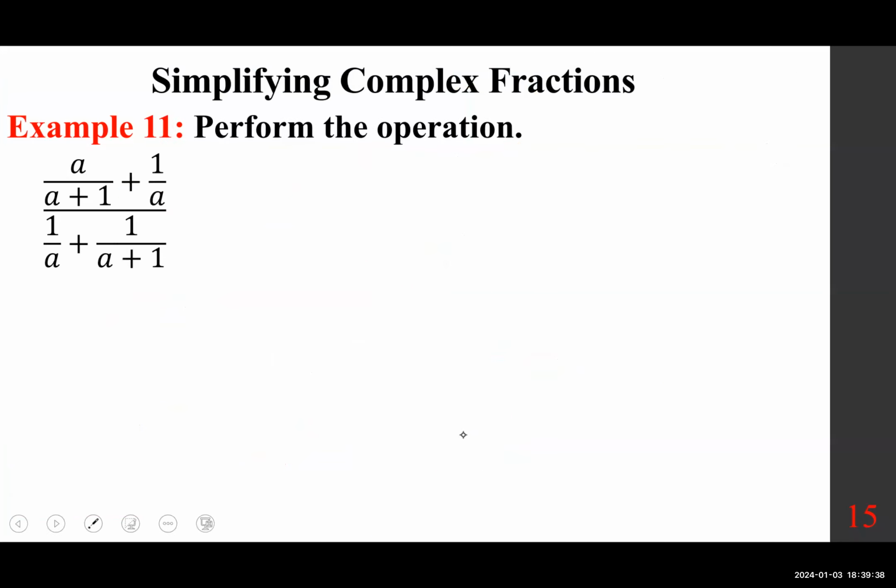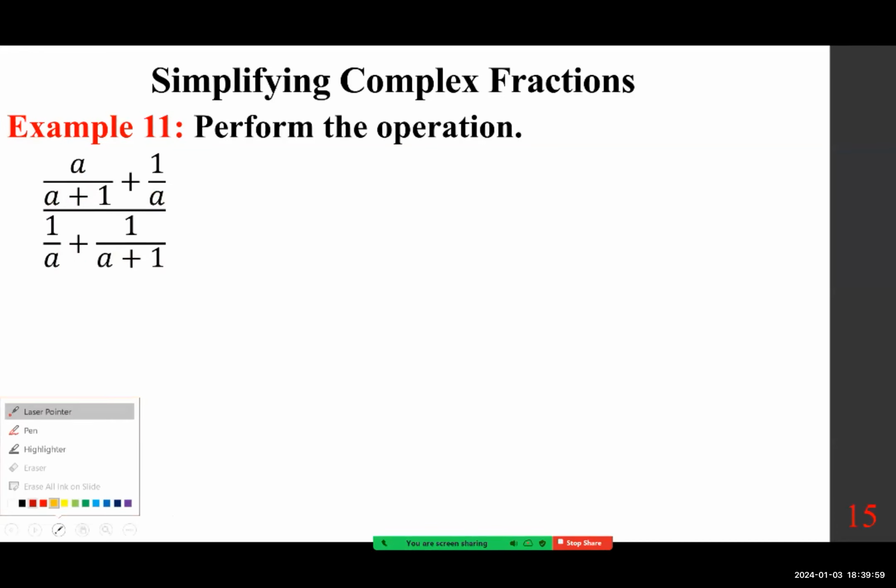Complex fractions. As you recall, when we want to simplify the complex fractions, there are different methods. The fast and easiest way is to find the LCD for all the fractions and multiply the top and the bottom by it. For example, in this case, you notice a plus 1 times a is the LCD for the top as well as the bottom.